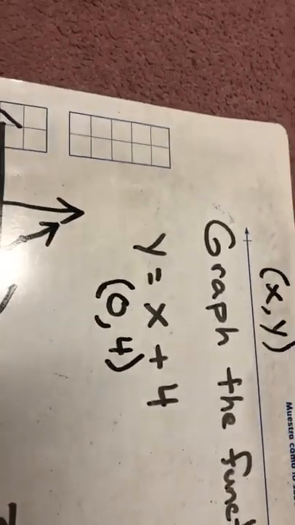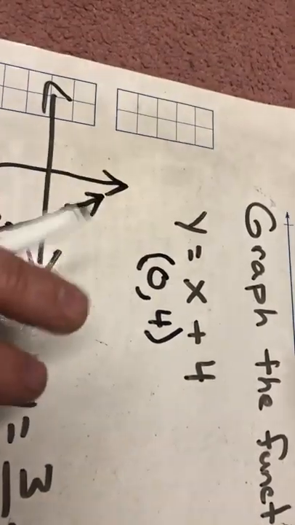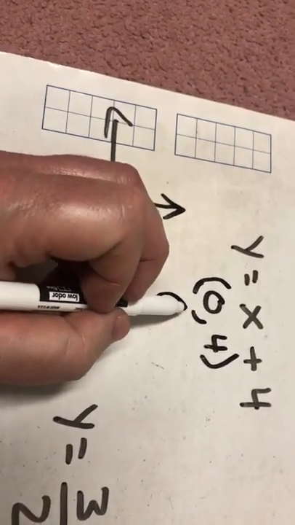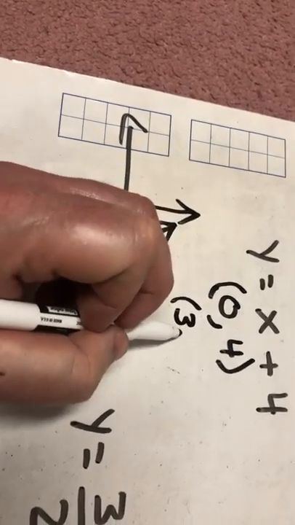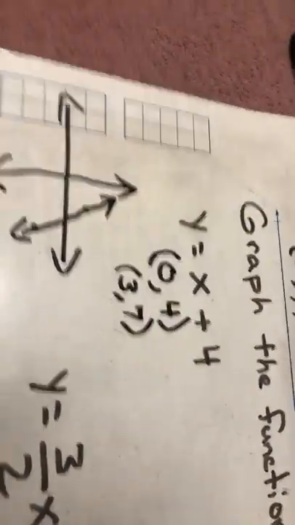So one of my points is going to be 0, 4. But I want to keep it slow, or the number's low. All right, so since our numbers are like 10 and negative 10, let's say I'm going to make x 3, and 3 plus 4 is 7. So one of my ordered pairs is going to be 3, 7.